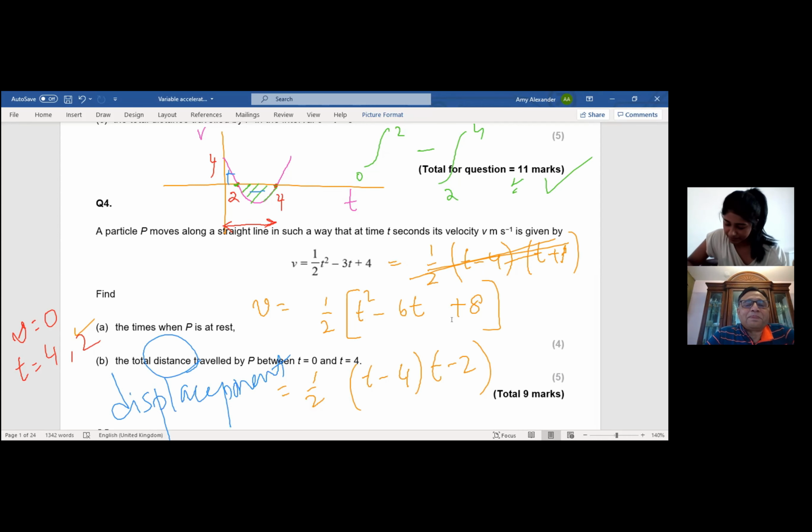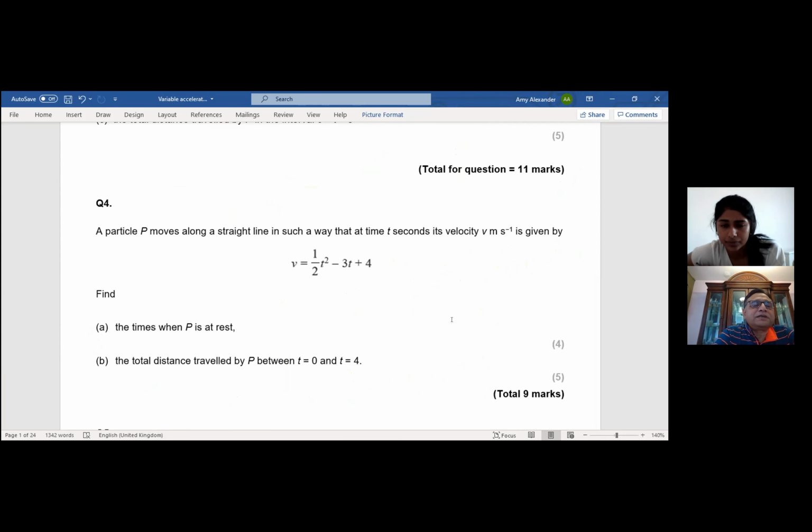So that's one part, right? Now, let me explain the other way also, because in the first question, I also saw. Can you please again read the question? Yep. So a particle P moves along a straight line in such a way that at time t seconds, its velocity v meters per second is given by v equals half t squared minus 3t plus 4.